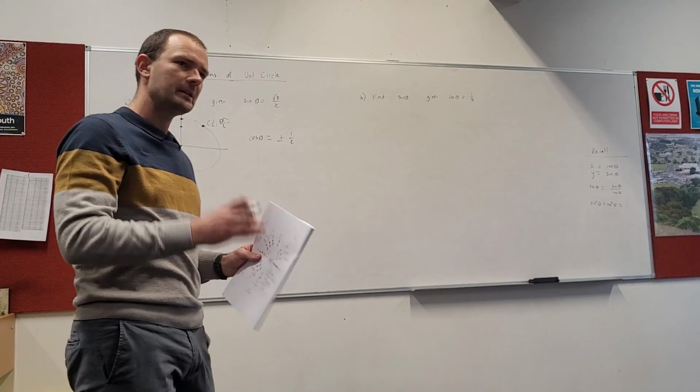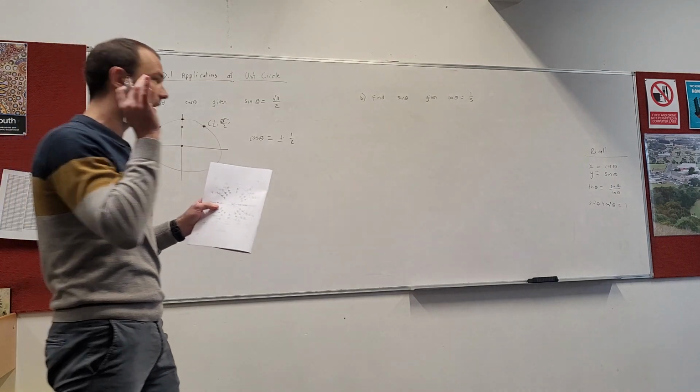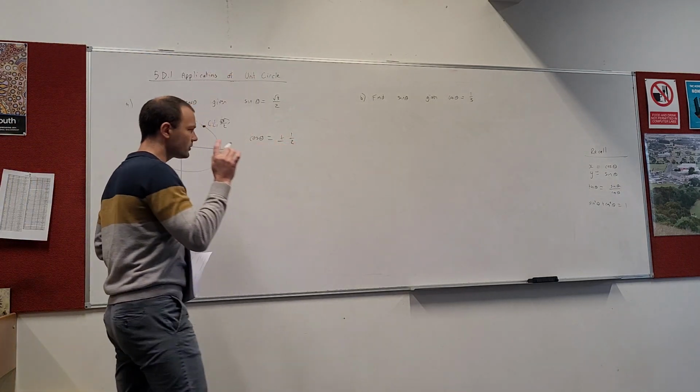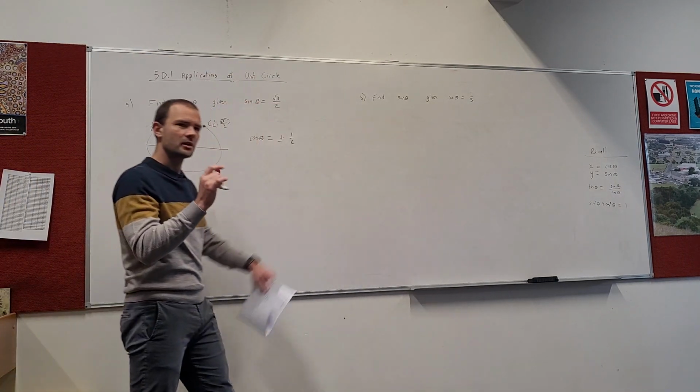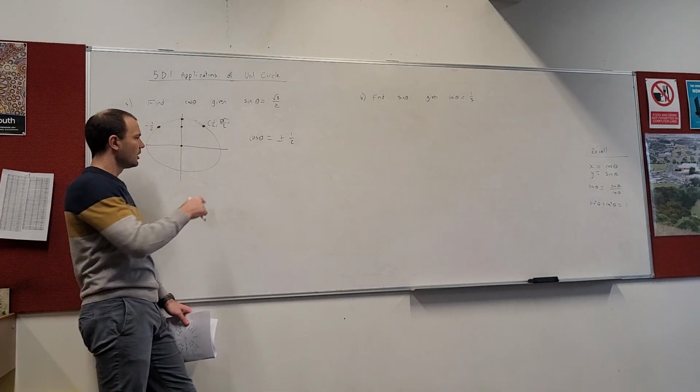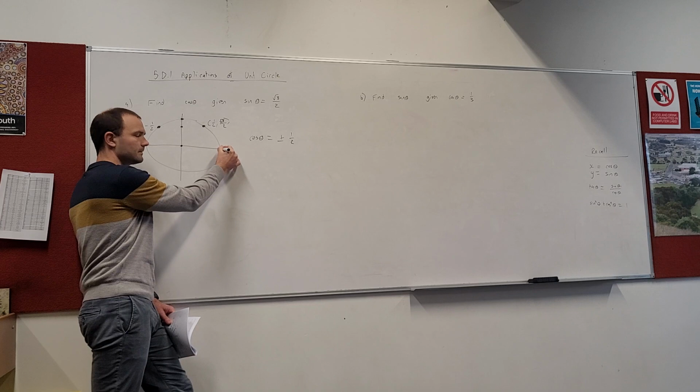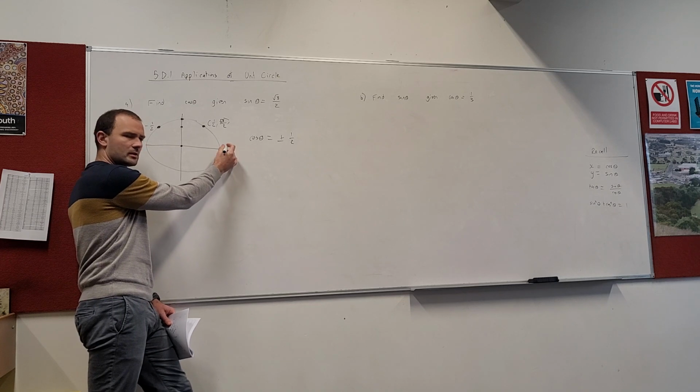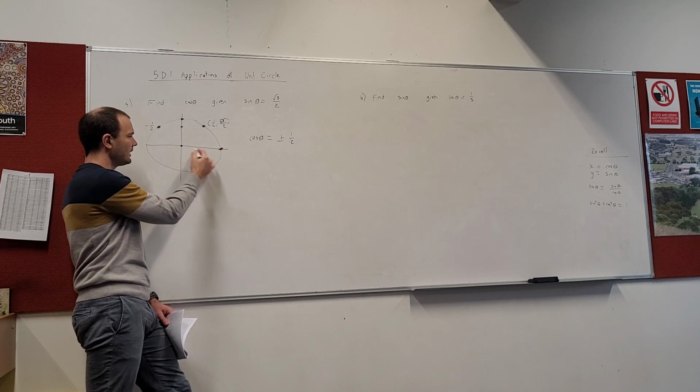We've got cos theta is a third. So we're going to look at our unit circle, and cos is the x values. So when are the x values a third? 1 on 3. Here the x value is 1. Have a look up here and familiarize yourself with the unit circle. Here the x value is 1, here the x value is 0. So a third is like here.